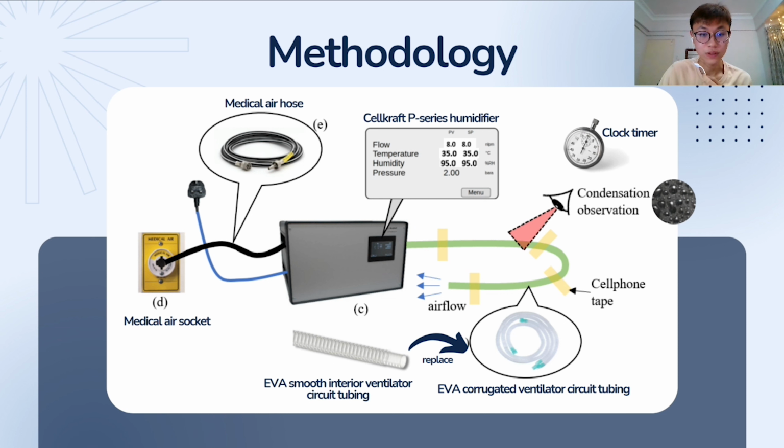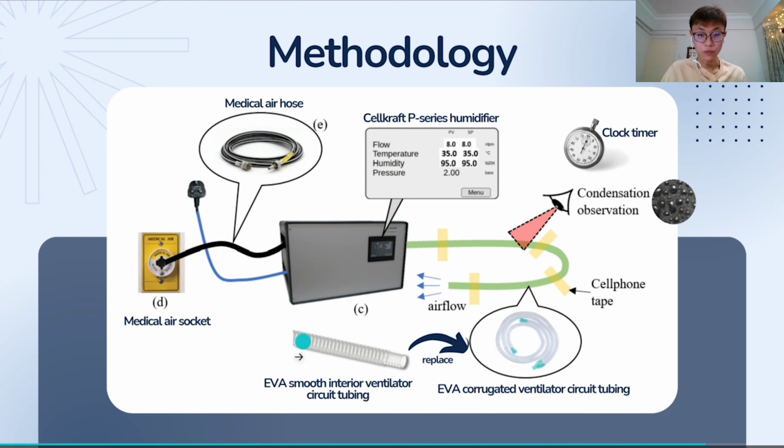Then the power supply is turned on and the clock timer starts simultaneously to record the time taken for the occurrence of the inspiratory circuit condensation in the tubing. The condition of the tubing is observed continuously until a positive condensation water droplet is noticed. Then the clock timer is stopped and the result is recorded. Lastly, the corrugated ventilator tubing is replaced with the smooth interior EVA tubing and the experiment is repeated.